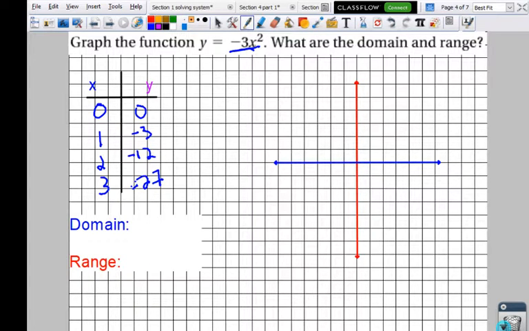Do we want to count by ones? No. Let's go by threes. Going by 3s will make it nicer. We're not going to go by 27s. If you went by 27, your graph would look really chubby.